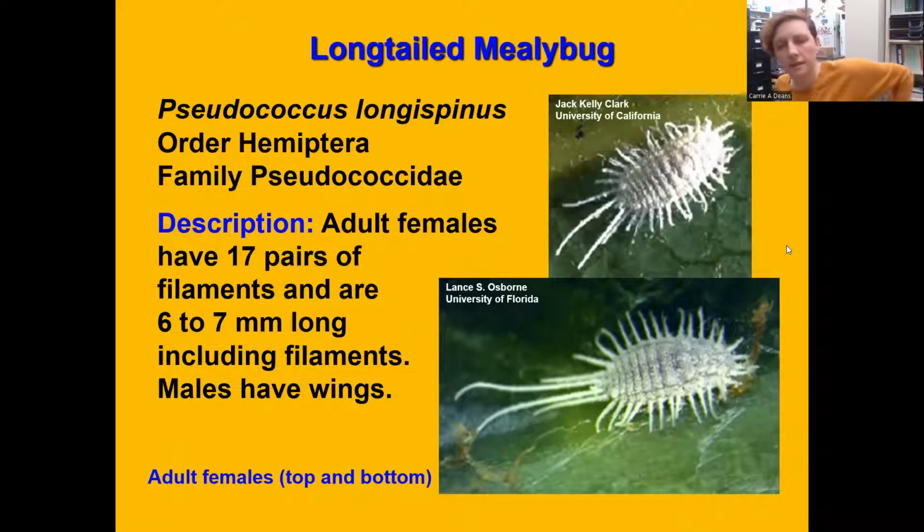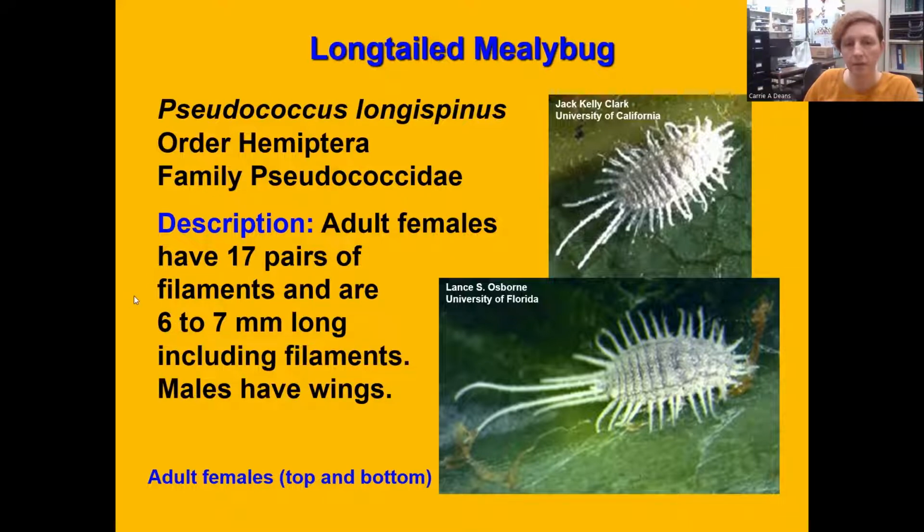Long-tailed mealybug, again, these look kind of similar to citrus mealybugs, but they have these longer tails on the end, and they also have the filaments on the side protrude a little bit more. So again, this is not a scale species. It's a mealybug. It's in the Pseudococcidae family, but very similar biology as scales, and because of that, the management tends to be very similar.